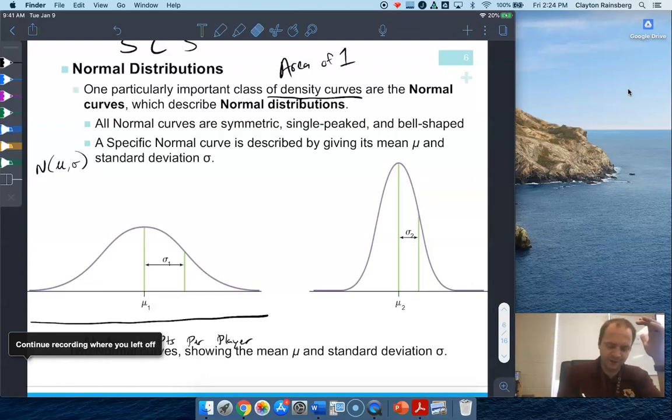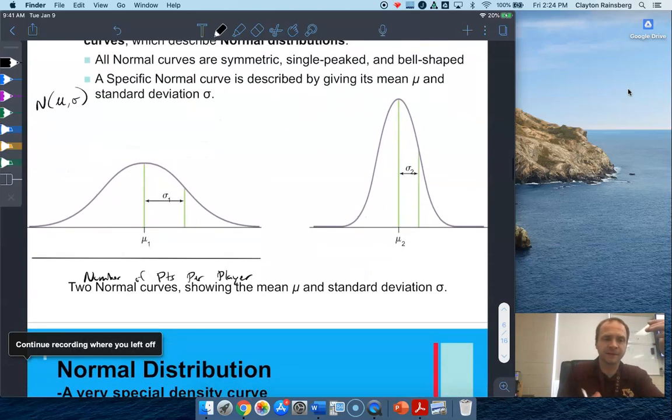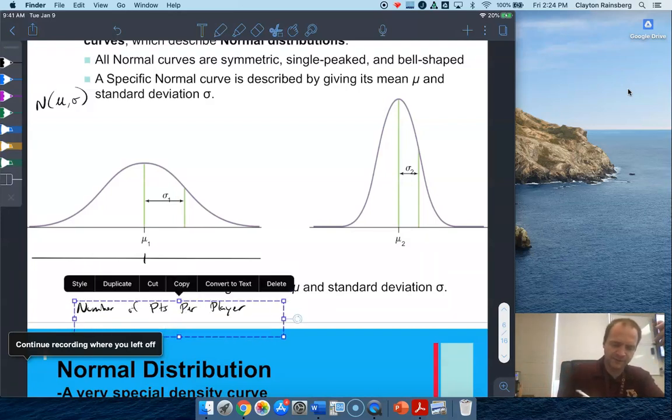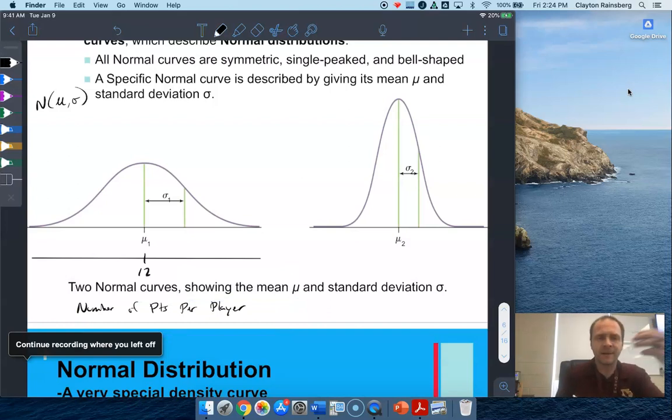If we look at that horizontal axis, I can put some numbers on there to make it a little bit easier. Let's say the average amount of points for this team is, per player, 12. And I'm going to tell you the standard deviation is 6. That means one standard deviation for points would be from 12 to 18. This is just to put context to it.